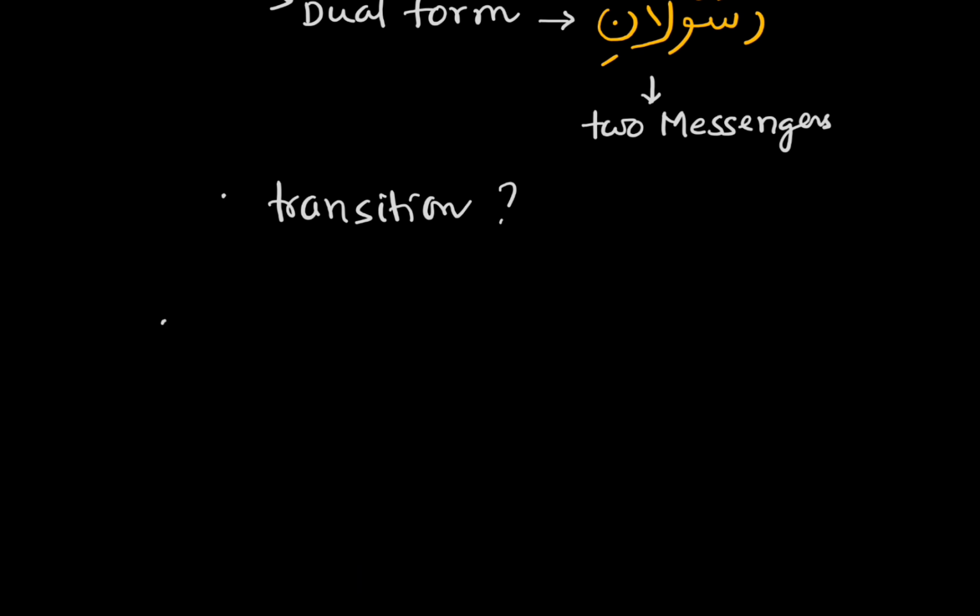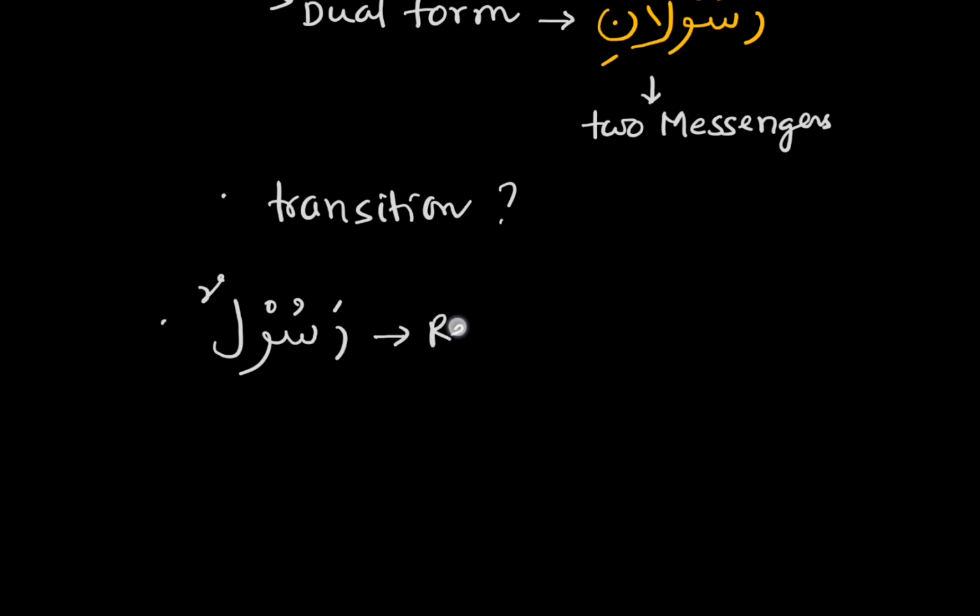First we will be writing the singular noun. For example, we have taken Rasulun, a singular noun. Now how to make this singular noun into a dual noun? First, remove the tanween. This is the tanween you can see. Remove the tanween from the last letter and add fatha over the last letter.